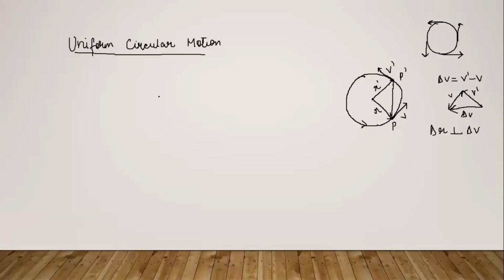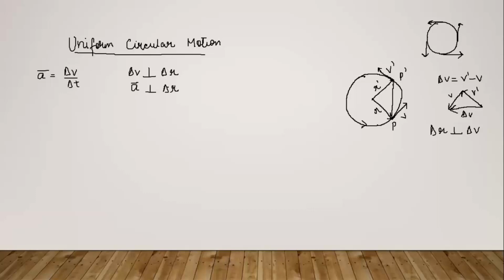Now, as we know, the average acceleration is written as delta v by delta t. So the direction of average acceleration will be in the direction of delta v. As delta v is perpendicular to delta r, we can simply say that acceleration is also perpendicular to delta r.